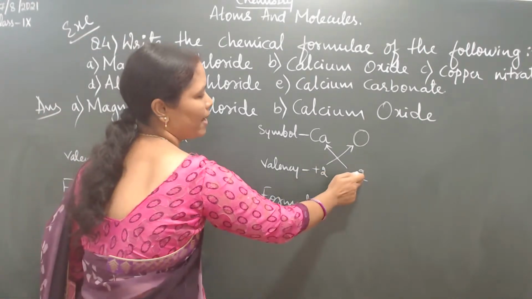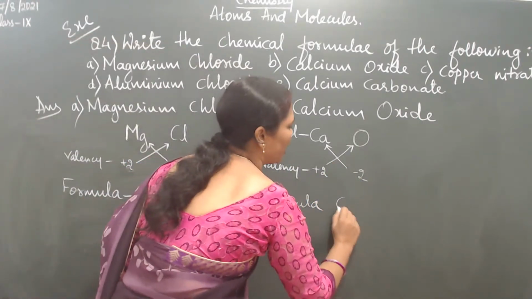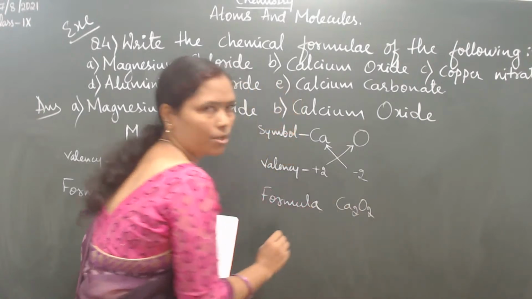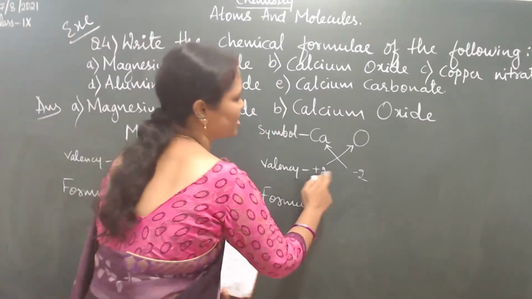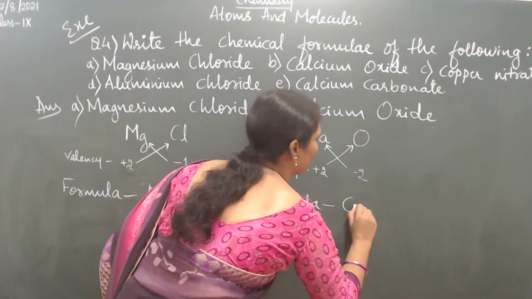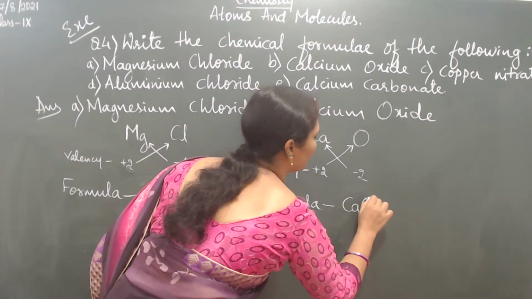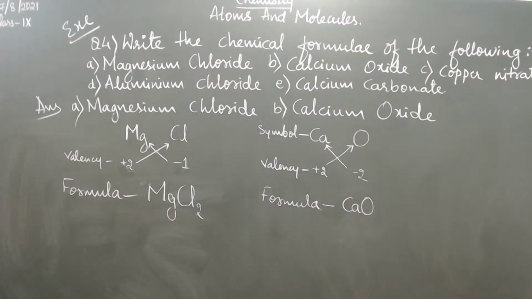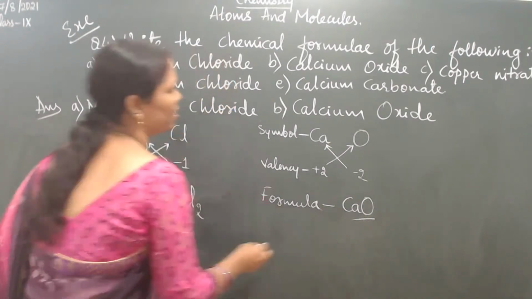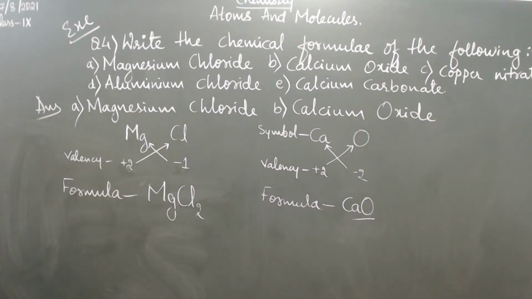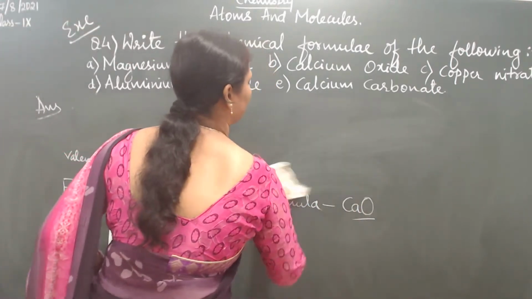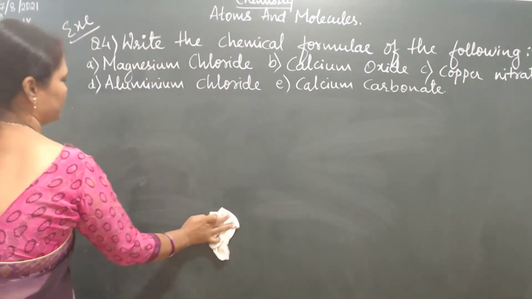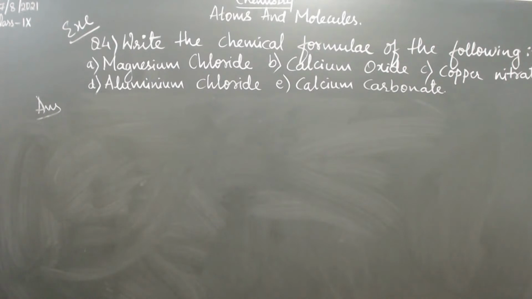Okay, so +2 and -2 will cancel. We need not write like this, Ca2 and O2. This is the wrong way of writing the formula. What will happen here? The charges are going to cancel. So CaO is the right symbolic representation for the chemical formula for the calcium oxide. Okay, then next.